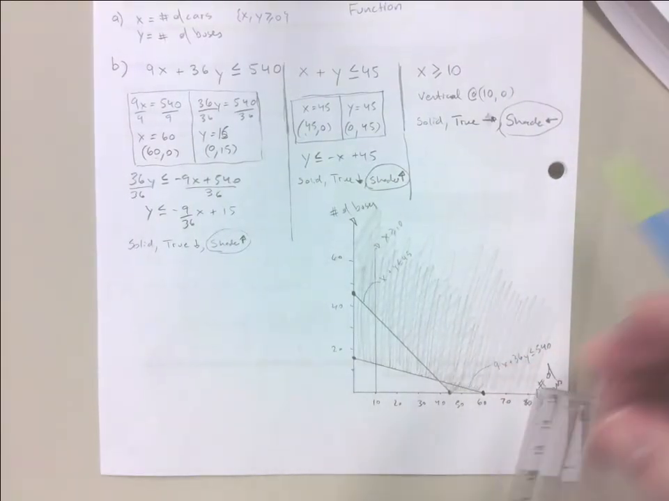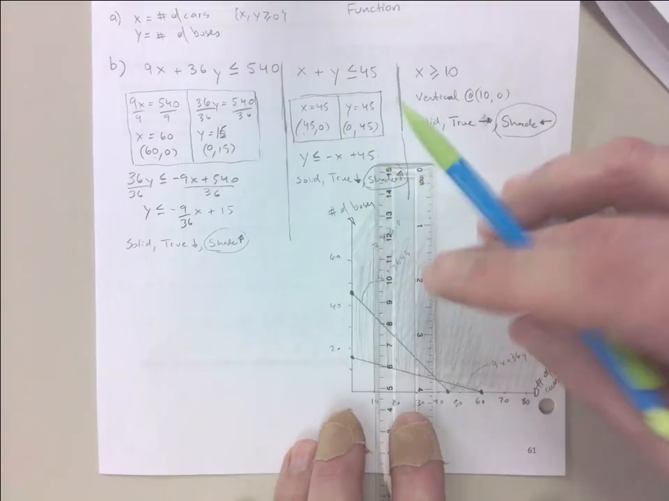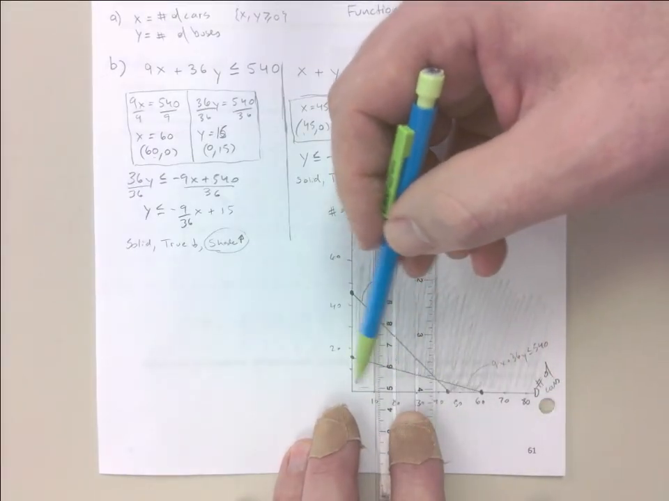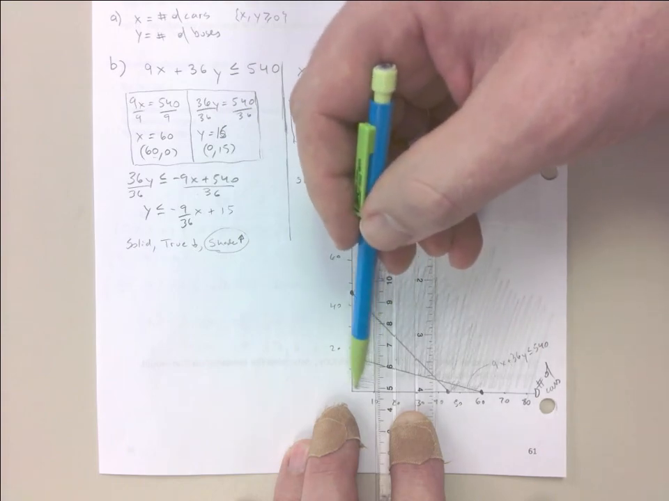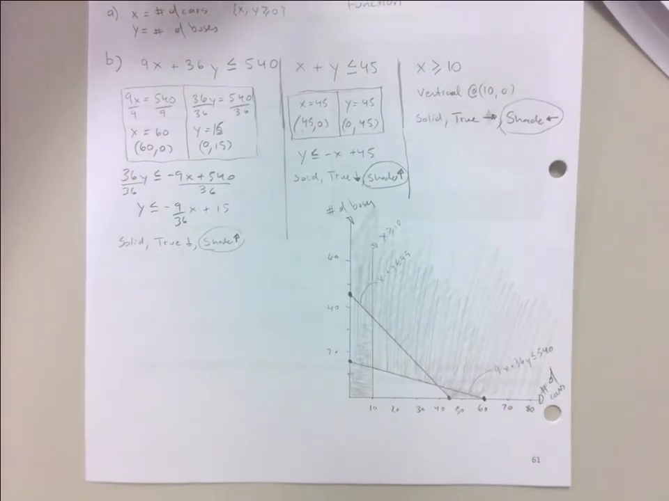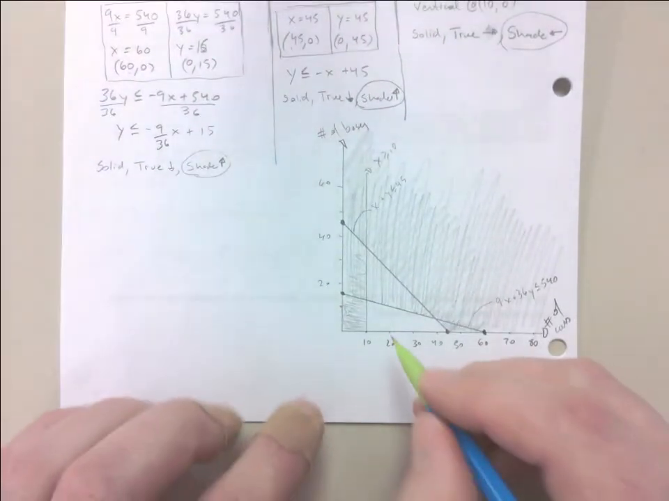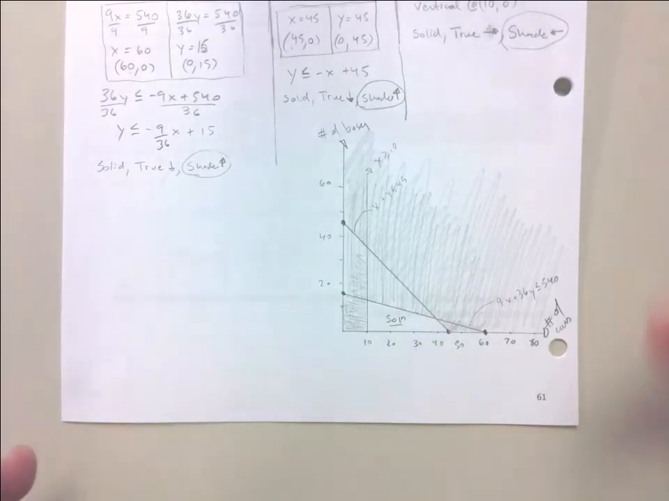And then the vertical I shade to the left. So we go here. So it gets rid of that little corner there. And now I'm left with my solution region. This is kind of what we've been doing up until this point.